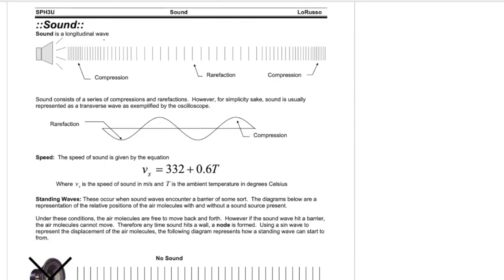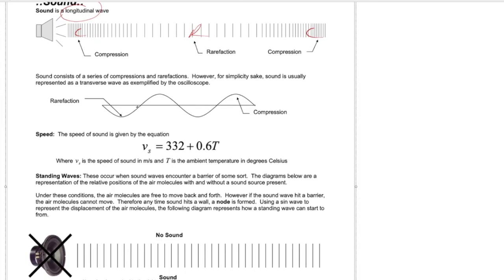Sound through air and water is a form of a longitudinal wave where we have compressions, rarefactions, and compressions. However, representing a sound wave as a longitudinal wave for analytical purposes is really challenging. So generally speaking, most devices convert the sound wave visually into a transverse wave. So it's easier to draw on an oscilloscope, for example. But it is technically a longitudinal wave, but we represent them as transverse waves.